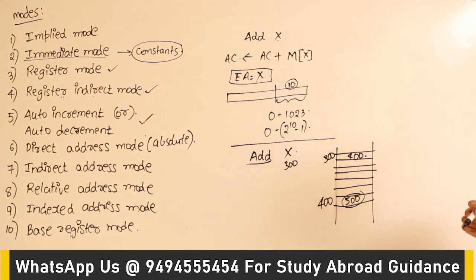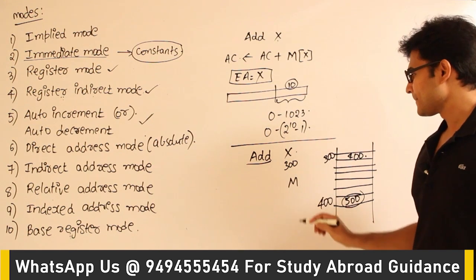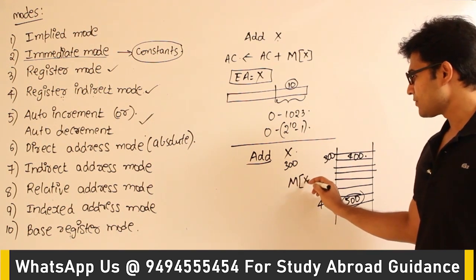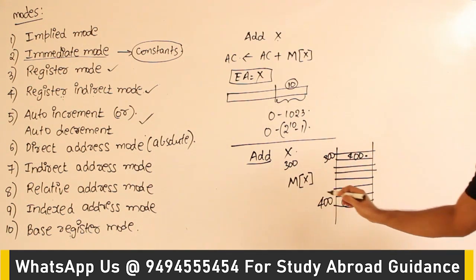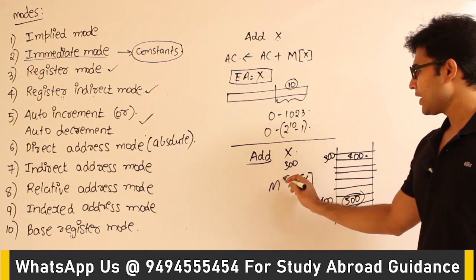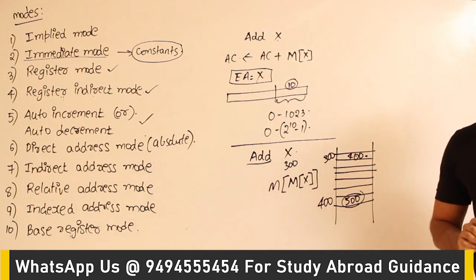Got it? So what is the meaning of this exactly? We have to go into the memory and get the word which is specified at x, which is nothing but 400, and again we have to go into the memory and get the word which is specified by that 400, which means we'll get 500 then.